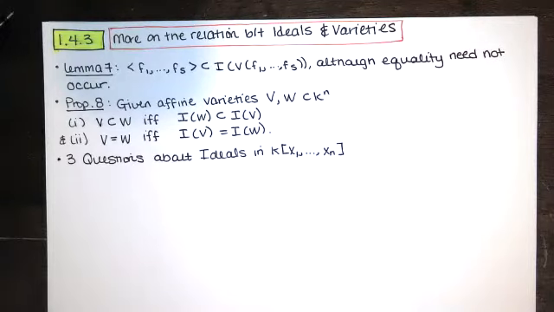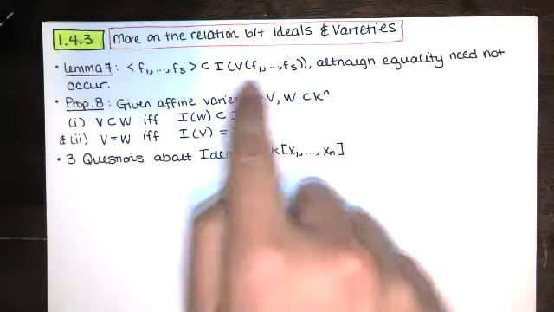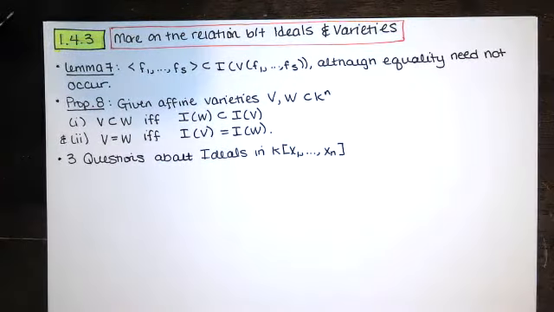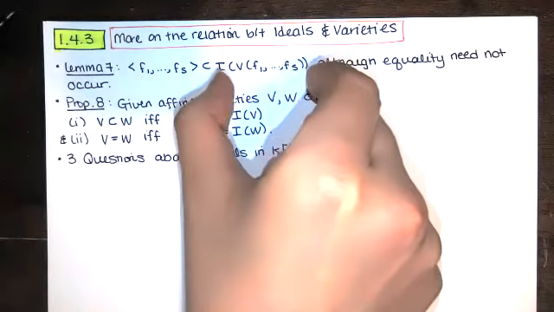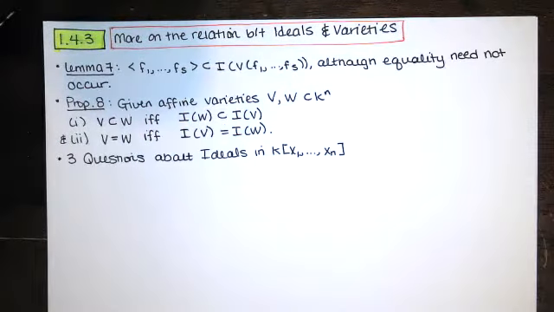In this video, we're going to discuss more about the relationship between ideals and varieties. Basically, what we're going to do is prove lemma 7, which says that the ideal generated by the polynomials f sub 1 through f sub s is always a subset of the ideal of the variety defined by the polynomials f sub 1 through f sub s. And of course, this set can be larger in the sense that it contains polynomials that this set does not contain. We're going to prove that.